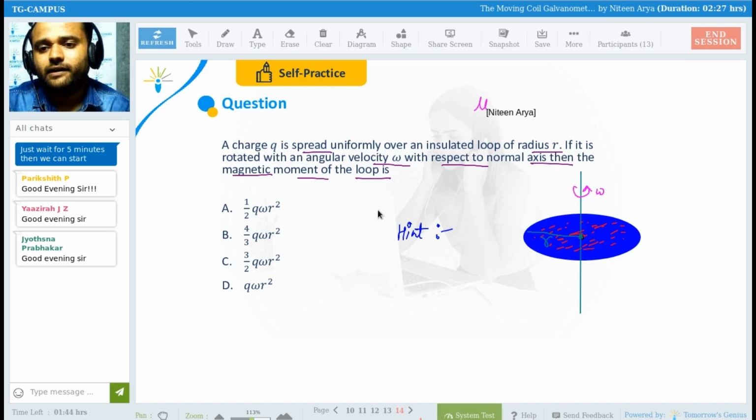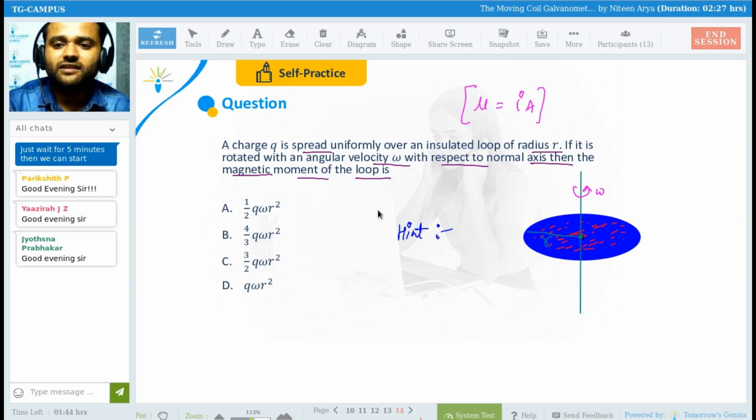Very simple. Magnetic moment is IA. Find I. A is very easy, pi r square. So the main thing is finding I. Do that.